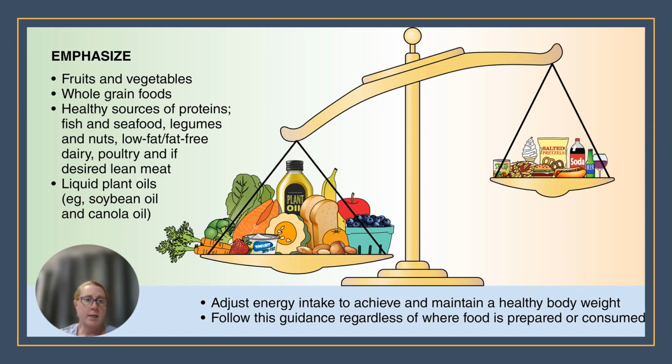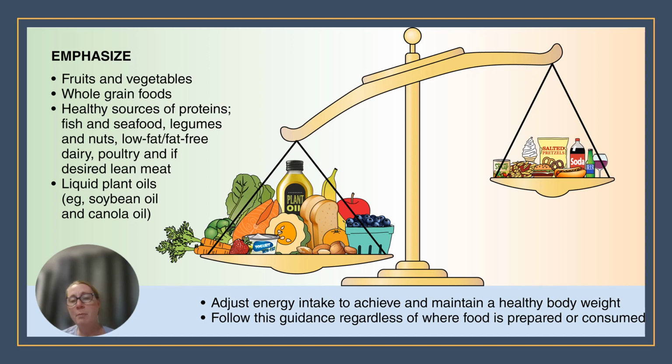So you want to emphasize fruits and vegetables, whole grains, healthy sources of proteins, fish and seafood. However, I do want to point out that crab and lobster and prawns or shrimp no more than once a week because they do have a high cholesterol amount in them. But shellfish like mussels and clams and oysters, perfectly acceptable. Legumes and nuts, some low-fat or fat-free dairy, poultry, and if desired, some lean meats.